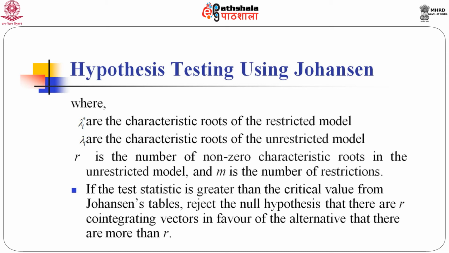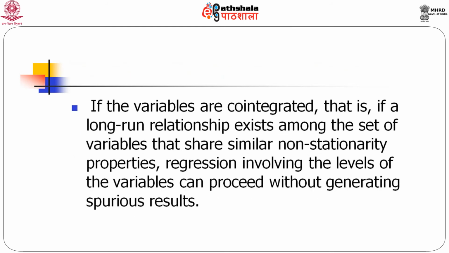Lambda i star are the characteristic roots of the restricted model and lambda i are the characteristic roots of the unrestricted model. So, here you find two components, one is lambda i and the other is lambda i star. r is the number of non-zero characteristic roots in the restricted model and m is the number of restrictions. So, this is how we go for testing in the Johansen case.